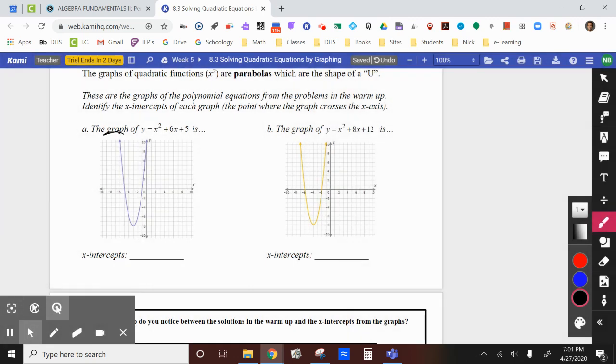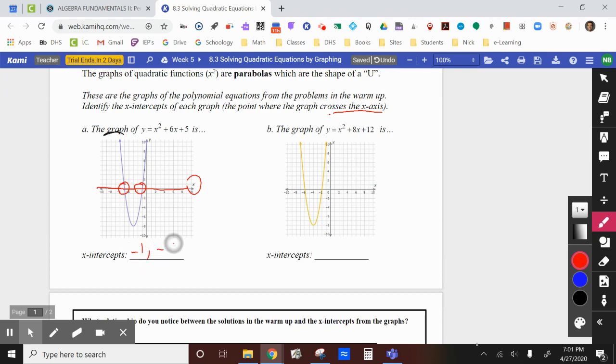The graph of y equals x squared plus 6x plus 5 is this. You can see this U shape here, okay? Now if we look at this graph, we want to find the x-intercepts. The x-intercepts are the points where the graph crosses the x-axis. So here's my x-axis. Where does my parabola cross it? Well, it crosses it here, and it crosses it there. Those 2 spots are going to be -1 and -5.